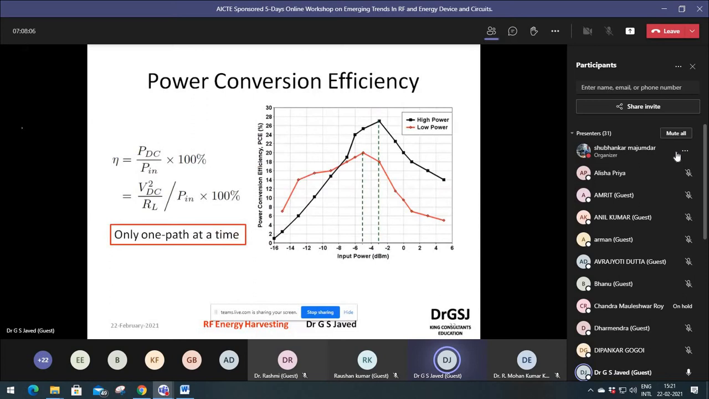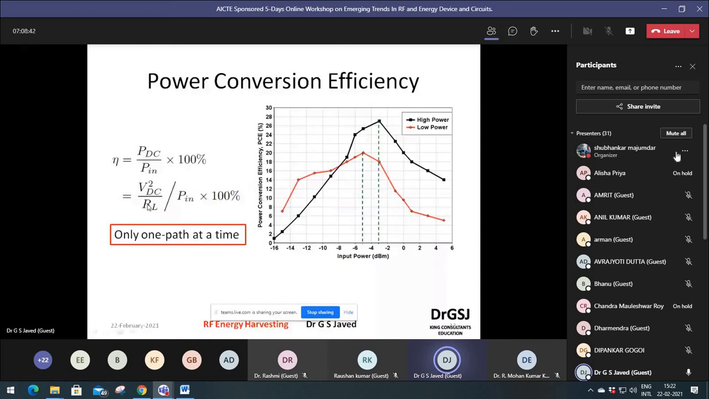So this is the power conversion efficiency. The power conversion efficiency is given as the DC power received at the output, or the load power, over the power available, or P in. So this PDC is your load power finally received at the output, and P in is your input power. In this particular graph, we have input power on the x-axis and the power conversion efficiency, PCE, on the y-axis for both the low power and high power paths.